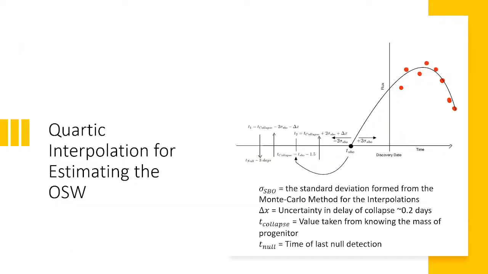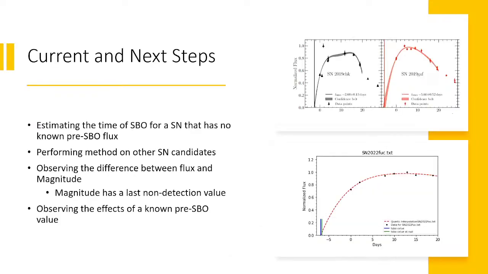So this is a brief summary of the quartic interpolation, putting it into a diagram of terms, and some current and next steps. For the current steps, we are going to be publishing a paper about using this method on 3 supernova candidates that did not have a pre-shock breakout flux. We are also performing this method on other supernova candidates. For the future, we want to observe the difference between using magnitude light curve data or flux data, and look into the effects of the known pre-shock breakout value.